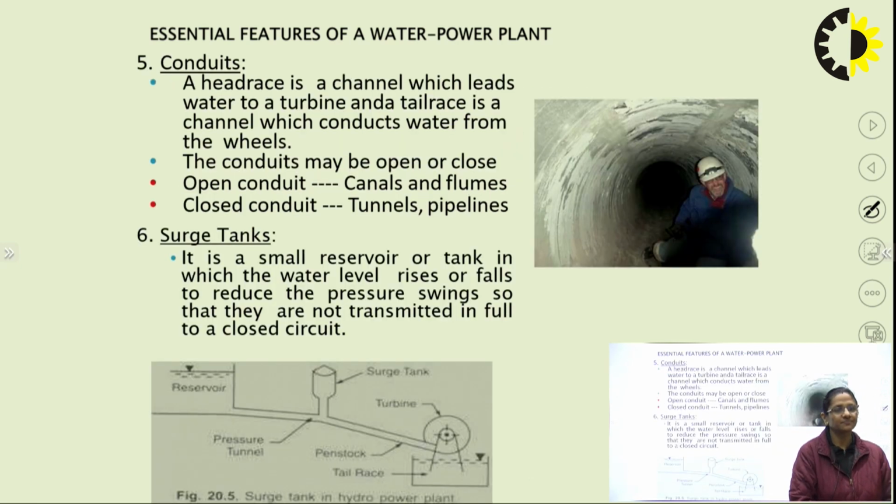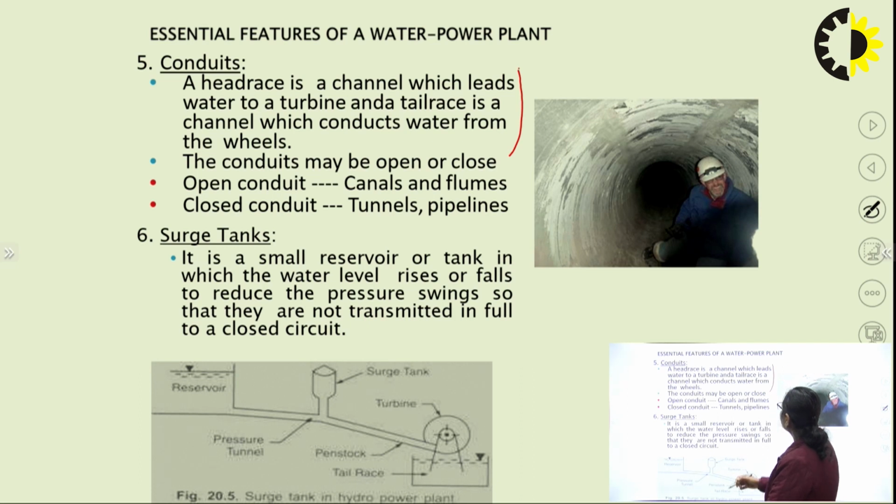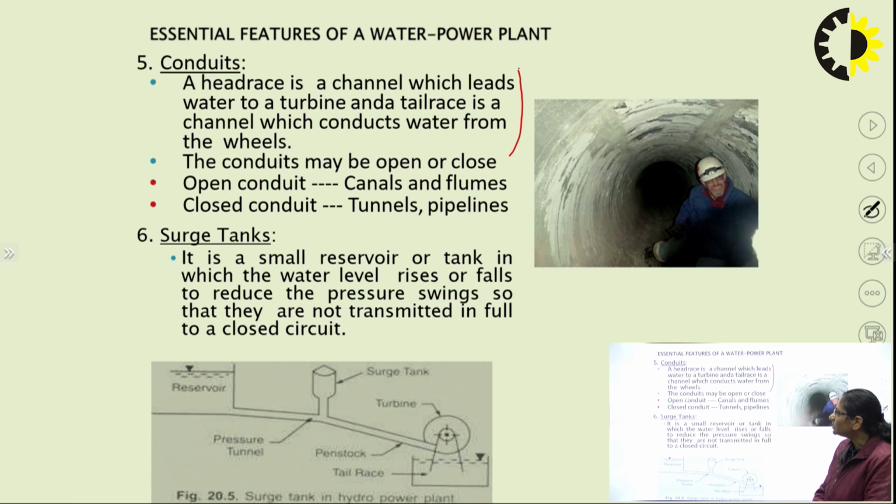The conduits. A head race is a channel which leads water into the turbine, and a tail race is a channel which conducts water from the wheels. So, the head race is towards the input side of the turbine and the tail race is towards the output side of the turbine. They are through the conduits. The conduits may be open or closed. Open conduits are actually canals, and closed conduits are usually pipelines or tunnels.